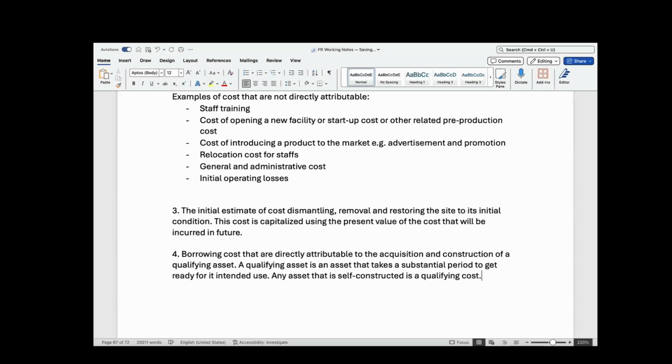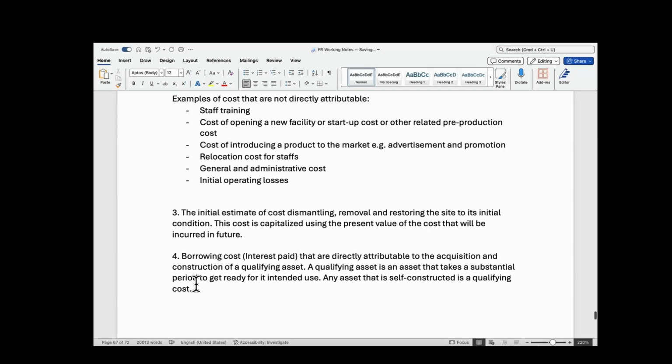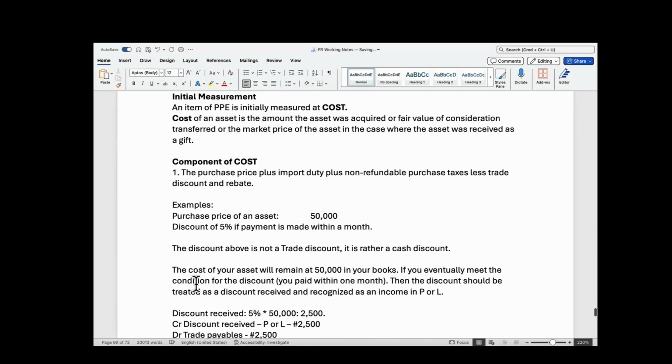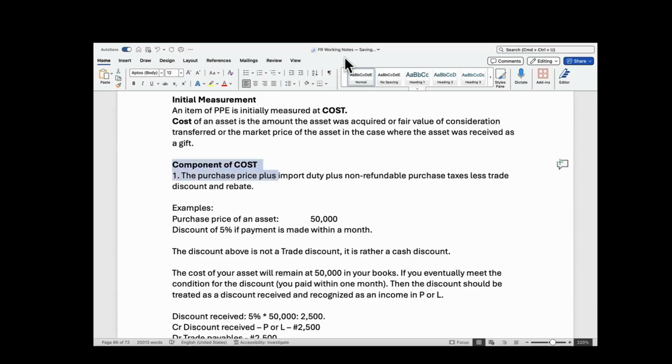And when you have a qualifying asset, any borrowing cost, when we say borrowing cost, I mean interest that you pay on borrowing, any interest you pay on borrowing on such an asset, that interest shall be capitalized as part of the cost of the asset. And that is a component of the cost of an asset.